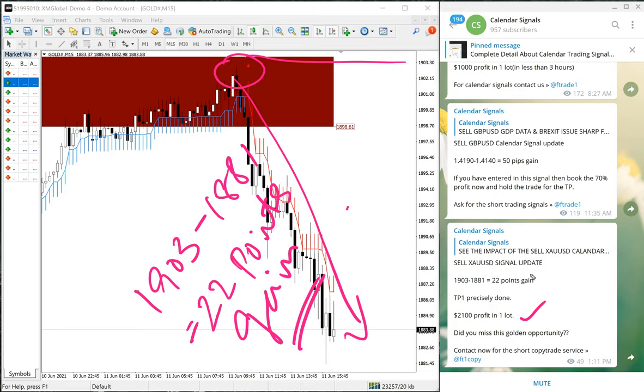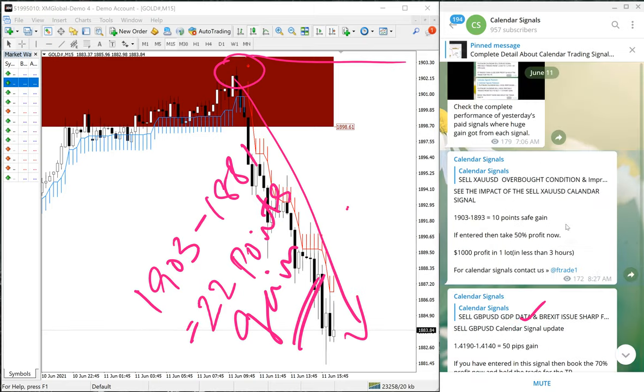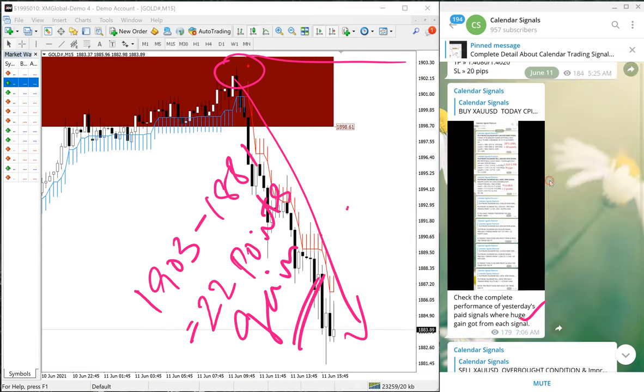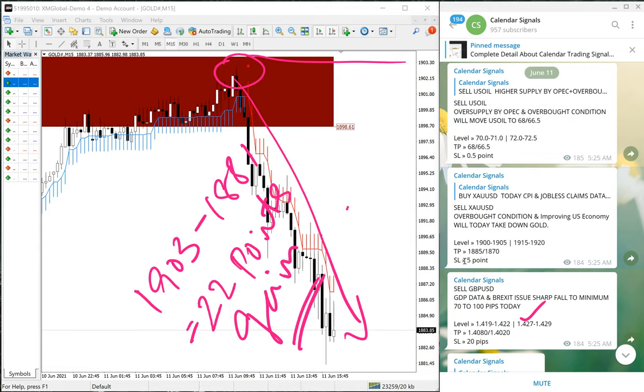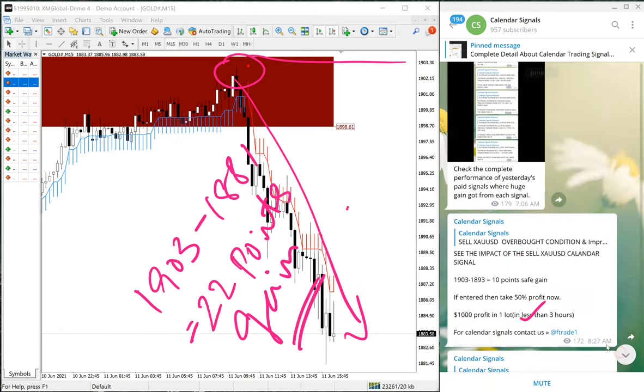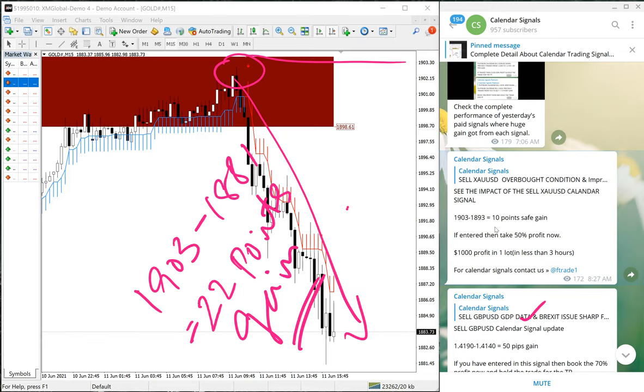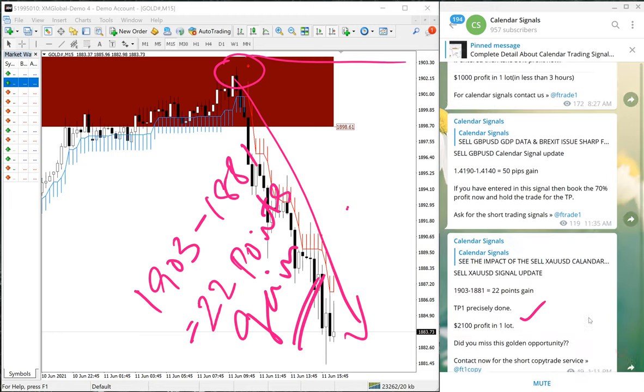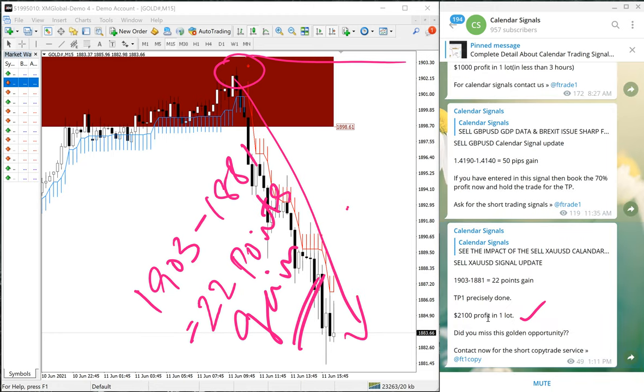We have mentioned that we will show you what the target given is. This is the target given, TP 1885, 1870. The first target already reached, and that is what we mentioned earlier: when it reached 10 points, we asked our clients to book the partial profit. Currently the given target is already reached. So 22 points gain on gold.